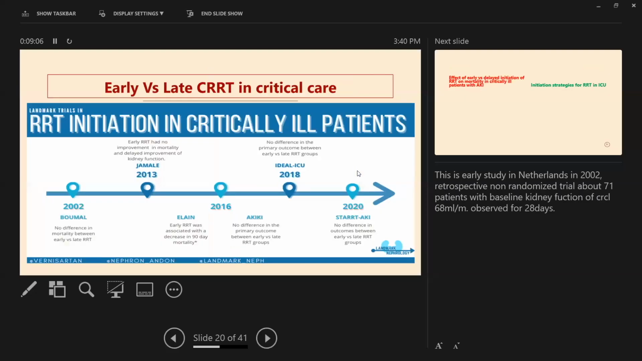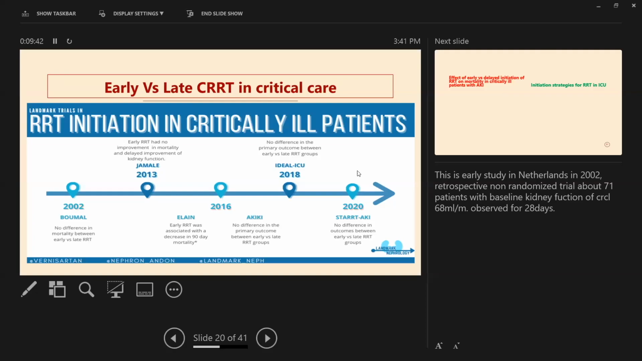So these are the landmark trials in RRT initiation in critically ill patients. There are a few trials done, initiated by the Bouman trial in 2002, saying there was no difference in mortality between early versus late RRT. Then in 2013, early RRT had no improvement in mortality and delayed improvement in kidney function. In 2016, there are two trials done, which are ELAIN and AKIKI, which I will explain later.